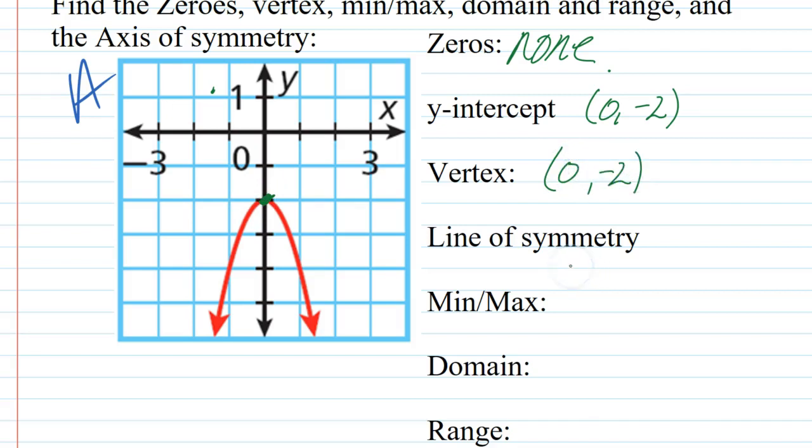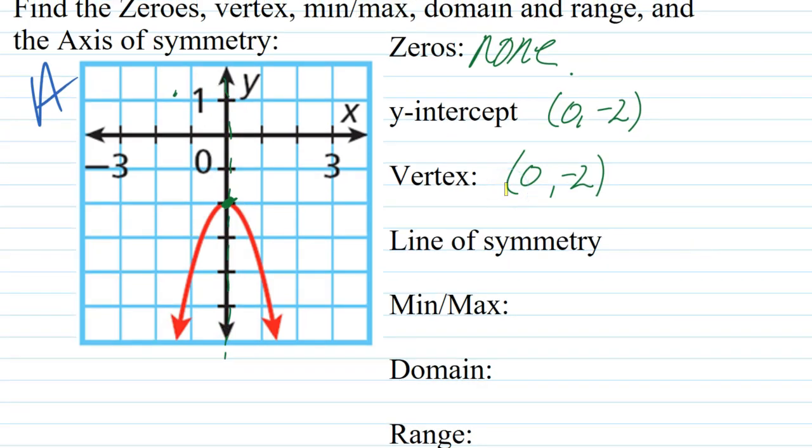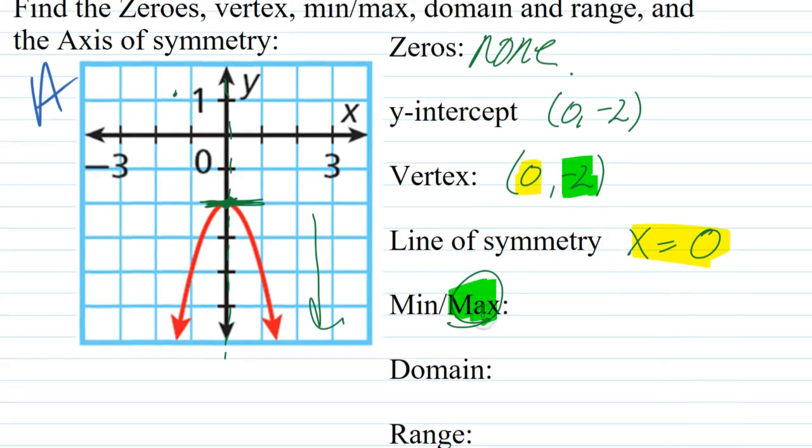The line of symmetry is the imaginary line that goes through the middle of the vertex. It's going to be a line, so it needs to be an equation of the line. Remember, the line of symmetry is the x value of the vertex, so our line of symmetry is going to be x is equal to 0. Vertical line through 0. Minimum or maximum, this has a maximum value right here at -2. The graph isn't going any higher. The graph is opening down, so it's going to go down forever. So we have a maximum value, and remember, your maximum and minimum are always going to be the y value of your vertex. We have a maximum at y is equal to -2.